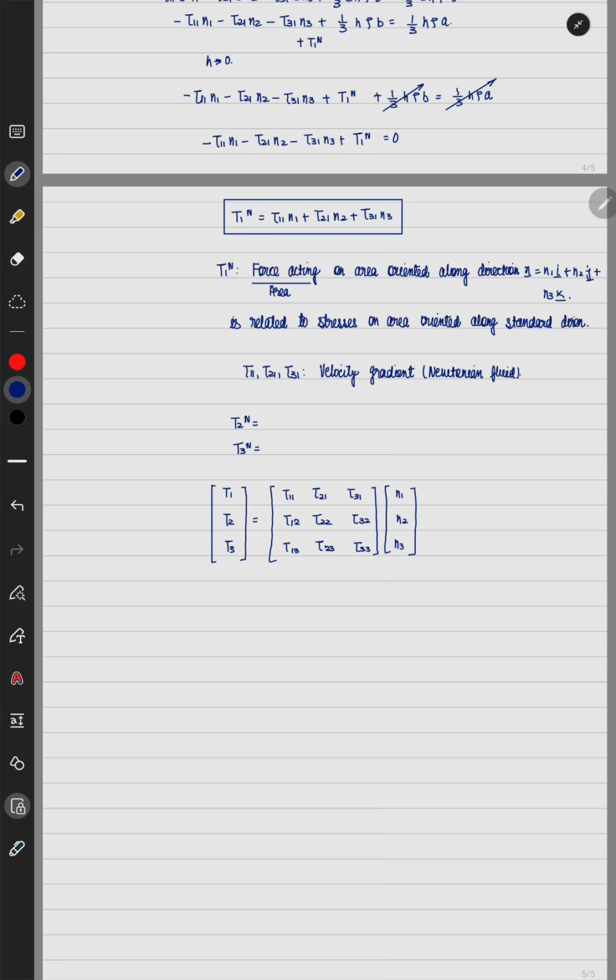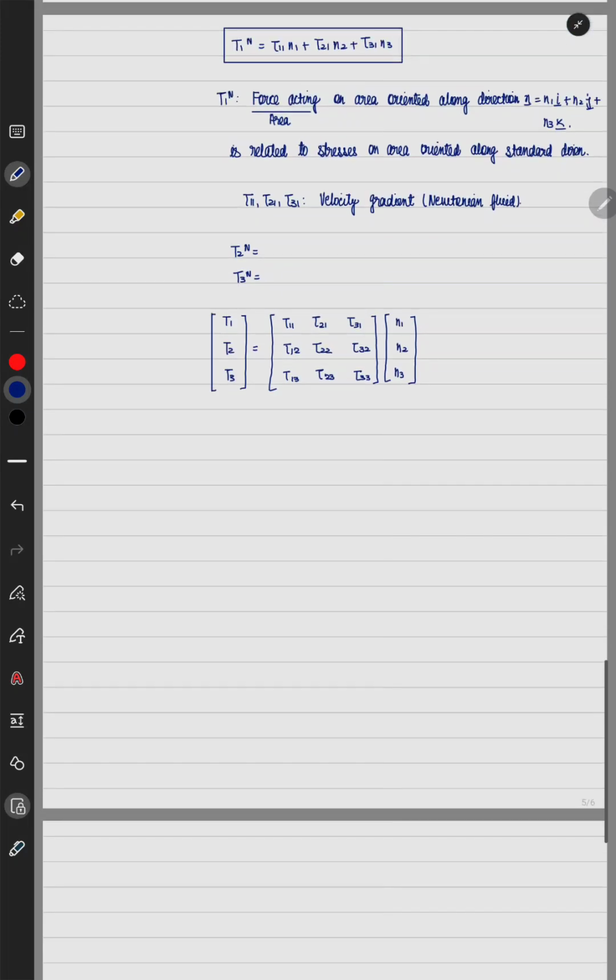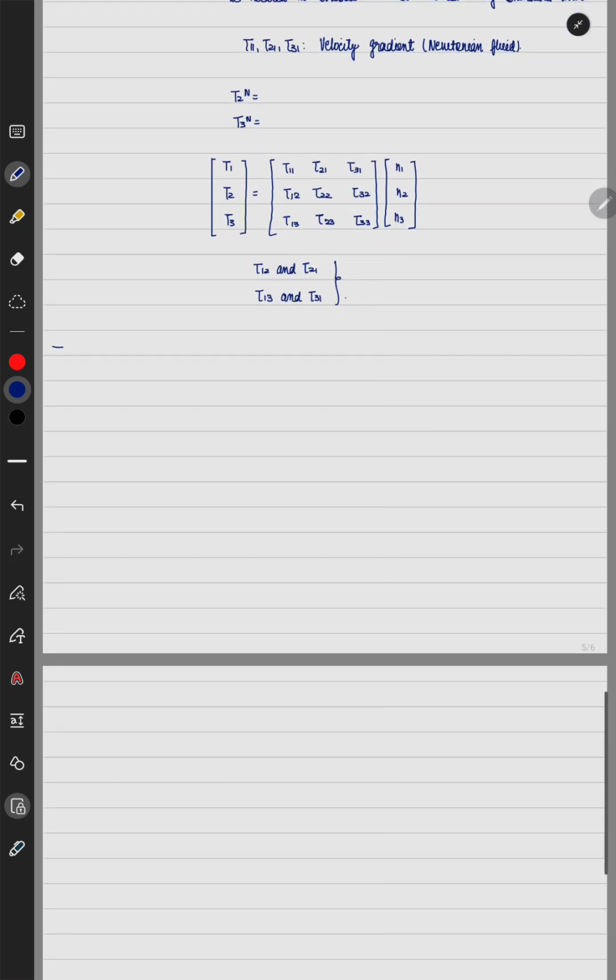Now in order to obtain T1, you can multiply this matrix with this vector: tau 11 into n1 plus tau 21 into n2 plus tau 31 into n3, tau 12 into n1 plus tau 22 into n2 plus tau 32 into n3, tau 13 into n1 plus tau 23 into n2 plus tau 33 into n3. Now we will see the difference. There is no difference between tau 12 and tau 21. They both are same. Tau 13 and tau 31 as well. So this we will see in the further discussion.